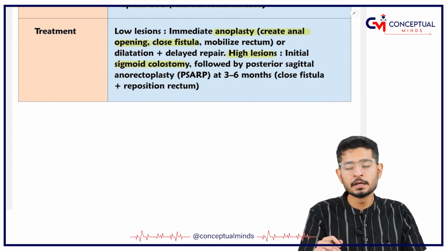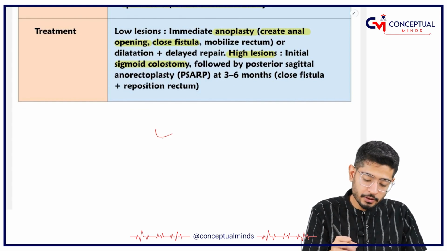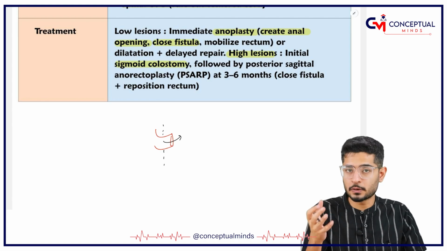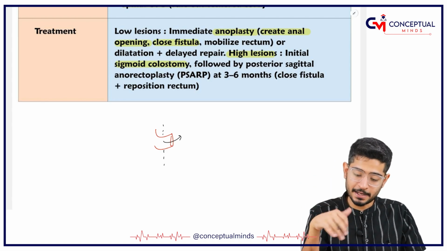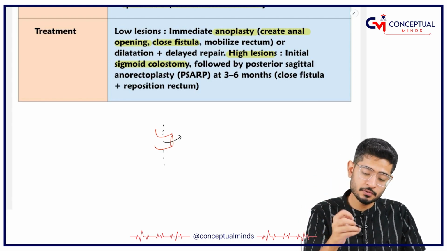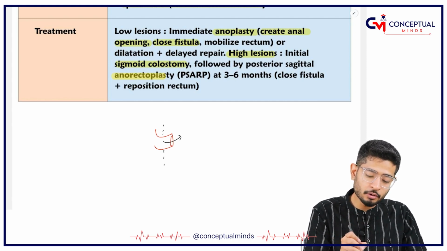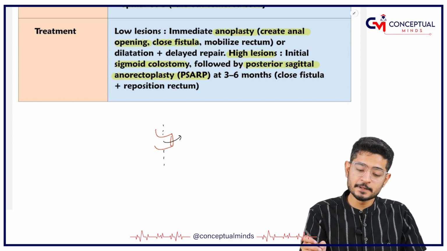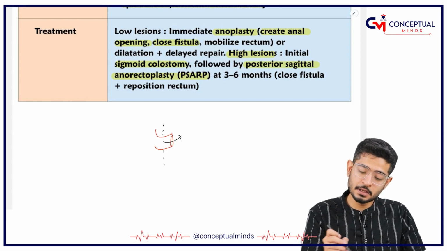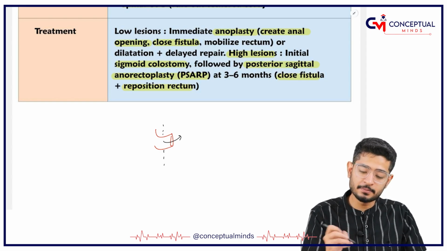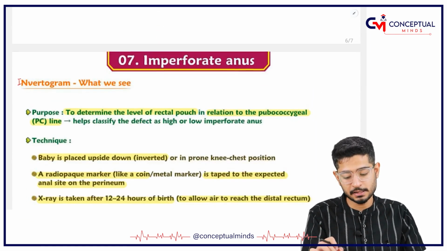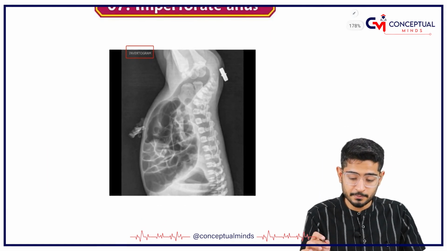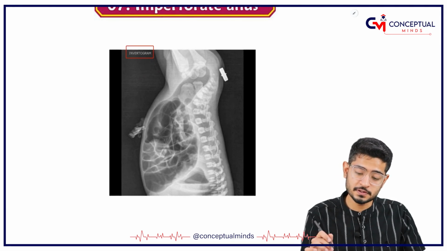So high lesion means it is at the level of colon only, so we will do a colostomy. That means you will direct the opening of colon outside the skin so that the meconium can pass through that. Do a sigmoid colostomy. Then you will do an anorectoplasty, posterior sagittal anorectoplasty. Posterior sagittal anorectoplasty means again close the fistula and reposition the rectum at 3 to 6 months. So this is the thing which we have to keep in mind, but please don't forget about the pubo-coccygeus.